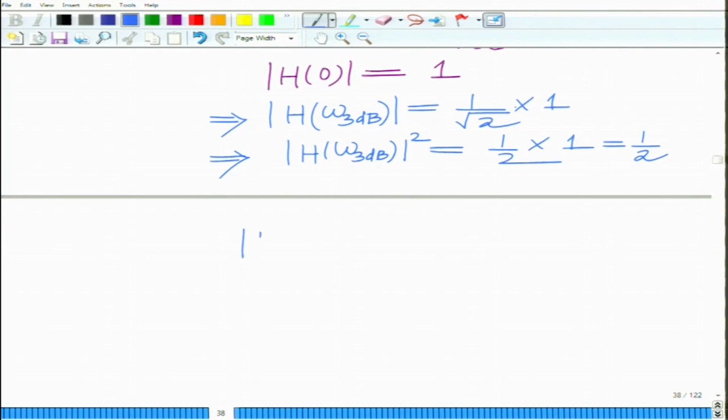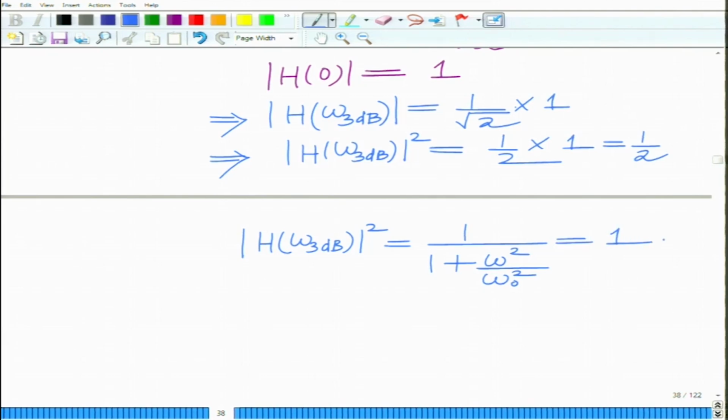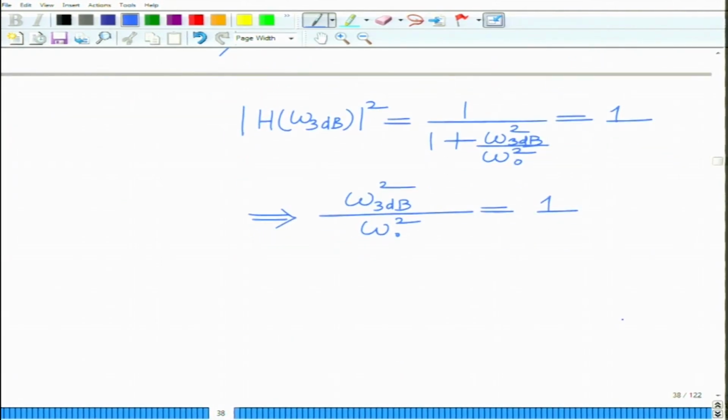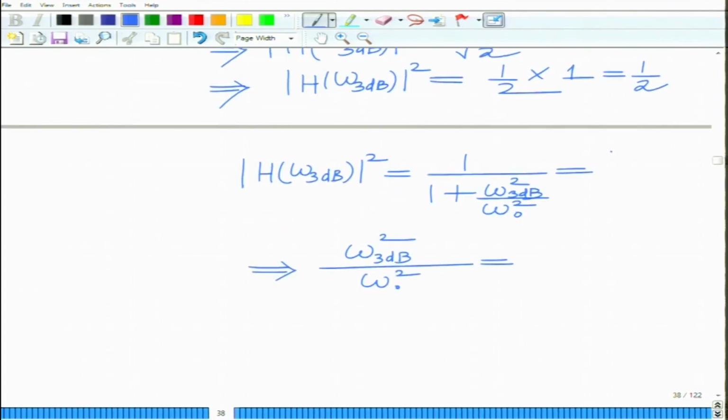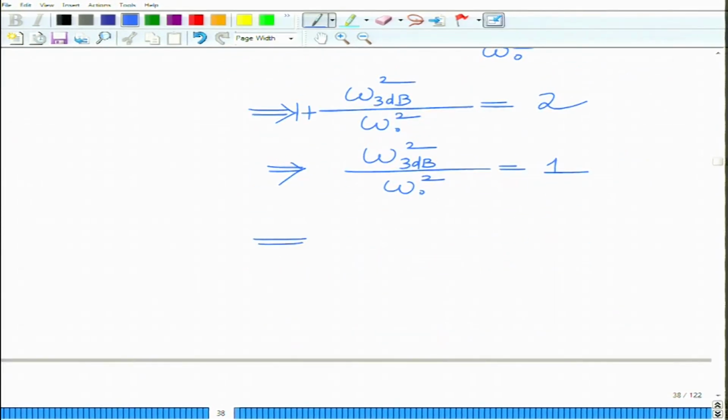And now, you can see magnitude H of omega 3 dB squared equals 1 over 1 plus omega 3 dB squared by omega naught squared, and this is equal to half, which implies 1 plus omega 3 dB squared by omega naught squared equals 2, which implies omega 3 dB squared by omega naught squared equals 1, which implies very simply that omega 3 dB equals omega naught.